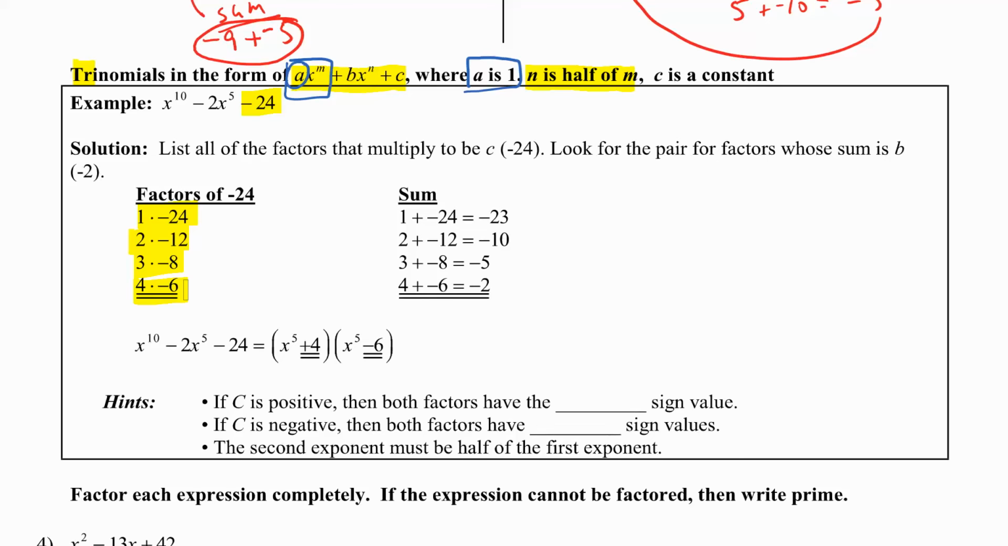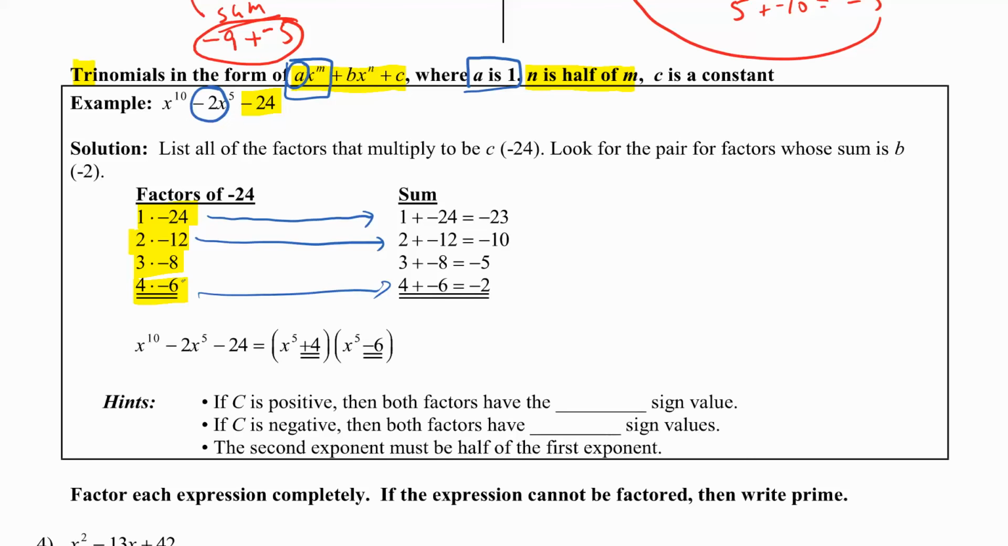I guess there are more. We could also do negative 1 times positive 24, negative 2 times positive 12, but I only did those ones because we're going to add all of those. So 1 plus negative 24 is negative 23. We add those until we find the one that's the middle coefficient, and that's negative 2. You can see that's where I stopped at that last one.